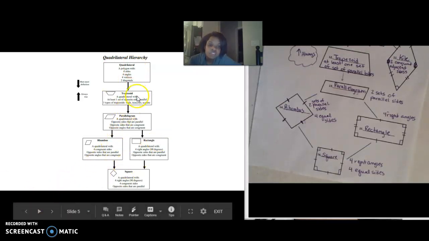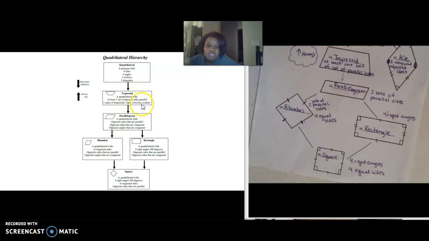So when we look at a trapezoid, it is a quadrilateral with at least one set of opposite parallel sides.